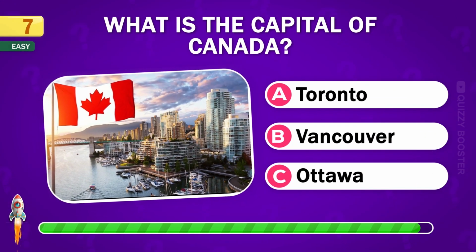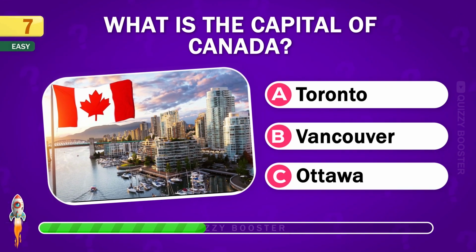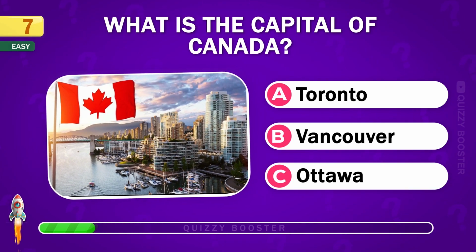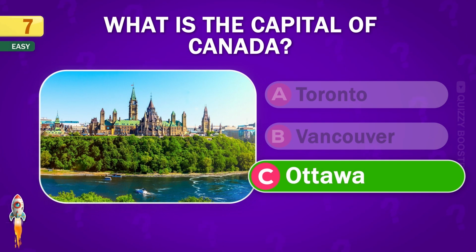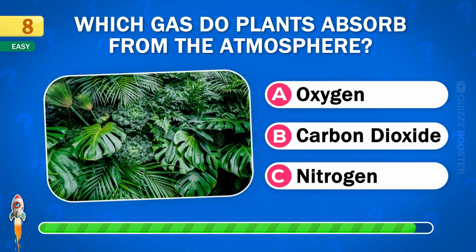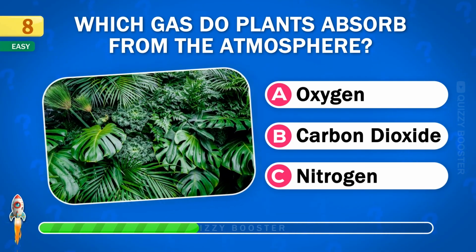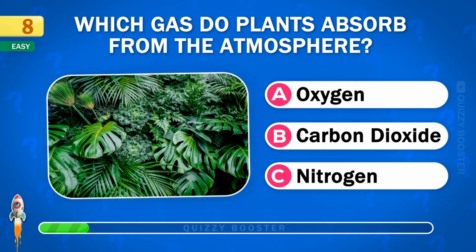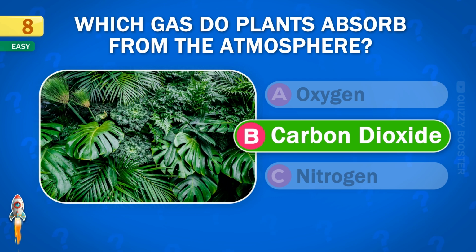What is the capital of Canada? Ottawa, not Toronto. Which gas do plants absorb from the atmosphere? Carbon dioxide. It is used in photosynthesis.